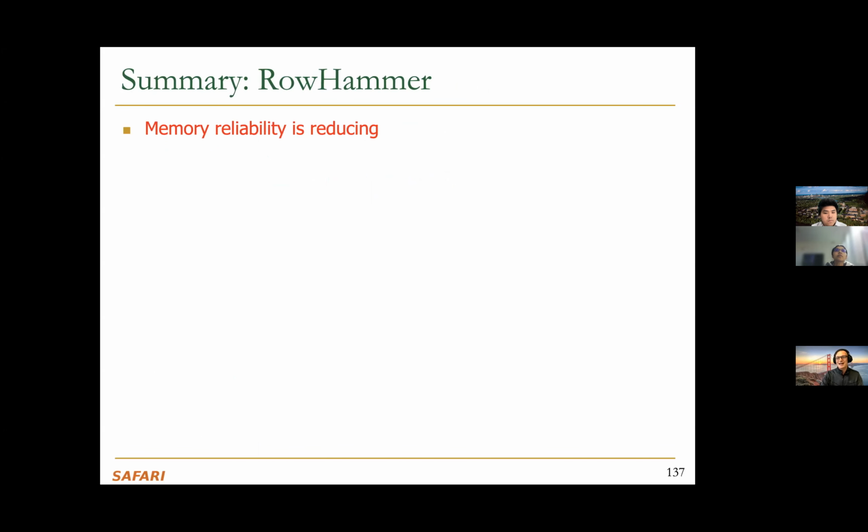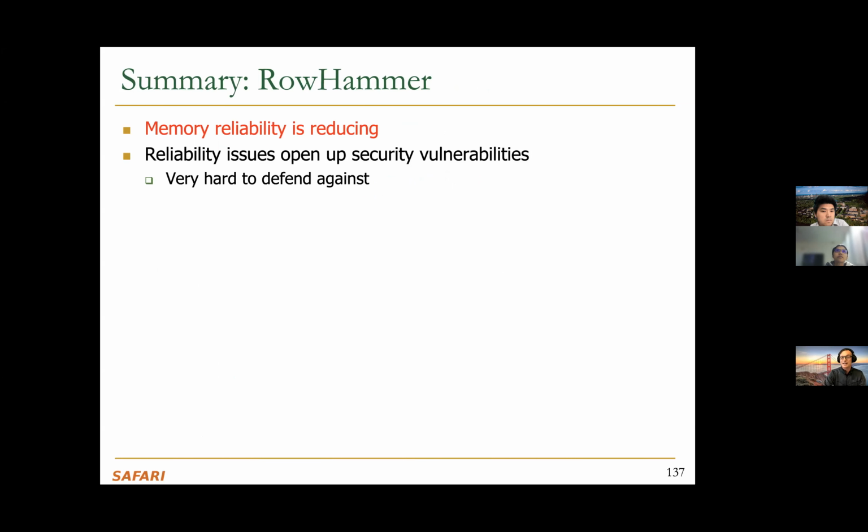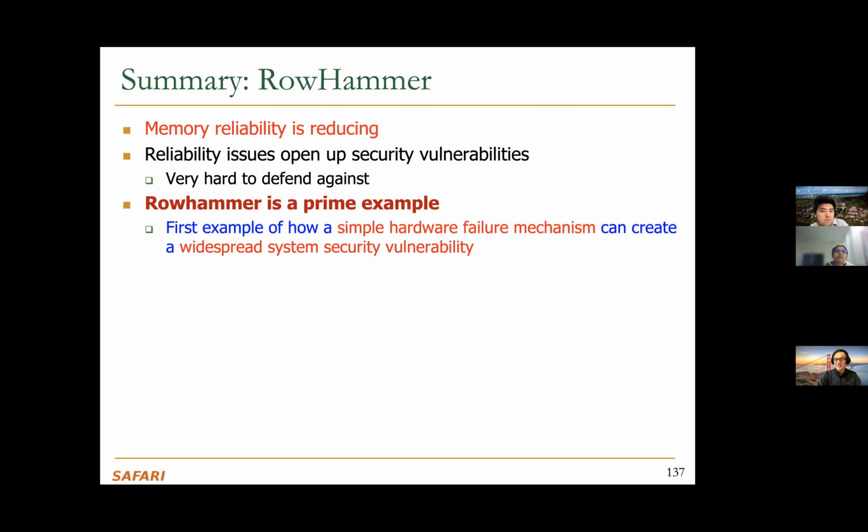So the takeaway, I think, is memory reliability is reducing. Reliability issues open up security vulnerabilities, also safety vulnerabilities. These are very hard to defend against. Rowhammer is a prime example. And as I said, this is the first example that I know of a simple hardware failure mechanism that can create a widespread system security vulnerability. And I believe its implications on system security research and defenses are tremendous and exciting.